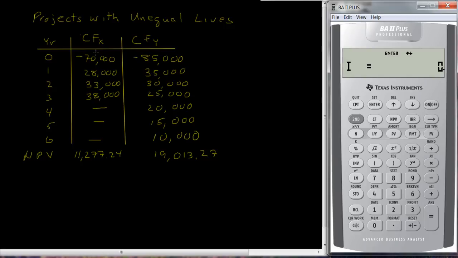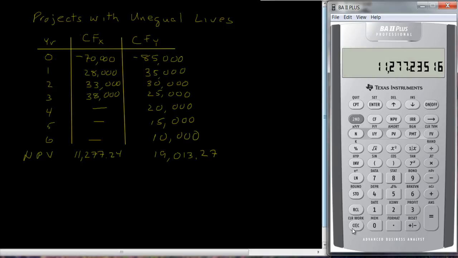And I didn't mention it, but I used a 10% cost of capital to calculate NPV on both of these. So I'm going to put in 10%. And compute NPV, and I get 11,277.24. Over here, Project Y costs 85,000, returns 35,000, 30,000, 25,000, 20,000, 15,000, and 10,000. And I calculated the NPV for this at $19,013.27. And I'm not going to do that for you, but you can verify that for yourself.